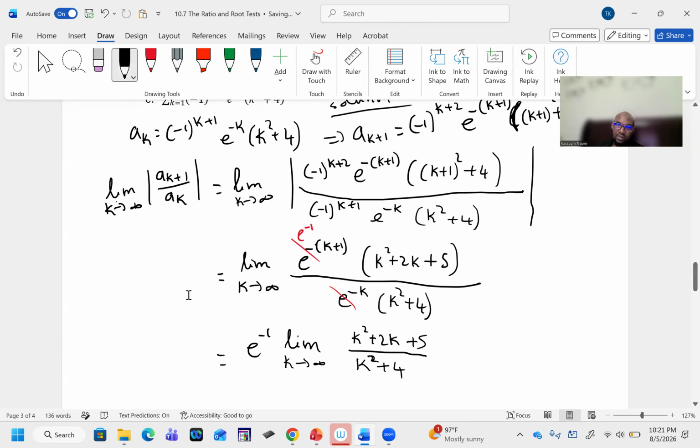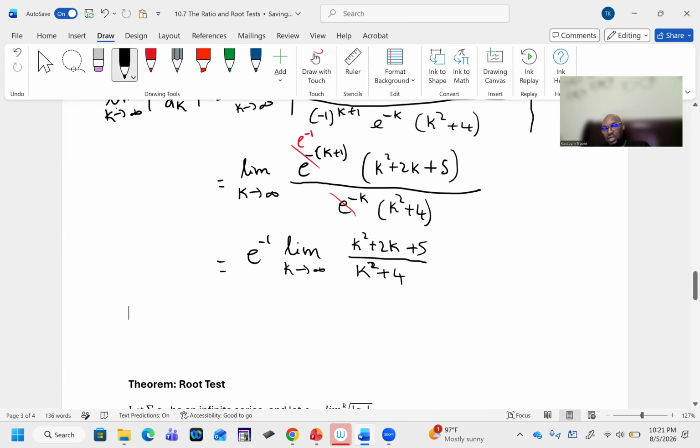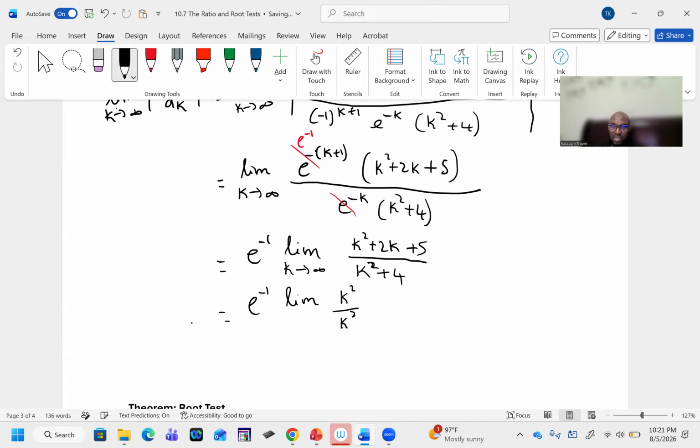So now, what is this limit? We have done this type of limit so many times. This is the same thing as k squared divided by k squared. The dominating term of the numerator is k squared. The dominating term of the denominator is k squared. Because k is approaching infinity, those two terms are the dominating terms. So this limit will give me e to the power of negative 1, because this limit is 1.